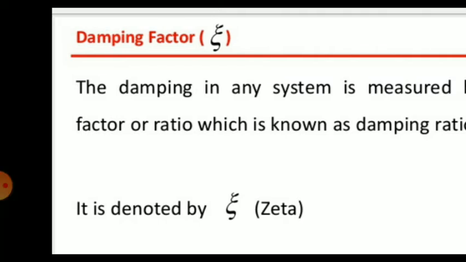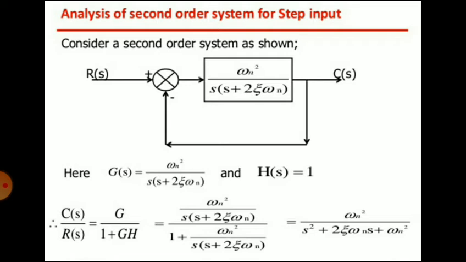Now for a second order system, the denominator of a closed loop transfer function is quadratic, and the coefficients of this equation are directly related to zeta and omega n as shown. Now consider a second order system as shown, that is Gs equal to omega n square upon s into bracket s plus 2 zeta omega n, and Hs is a unity feedback, so its value is 1.